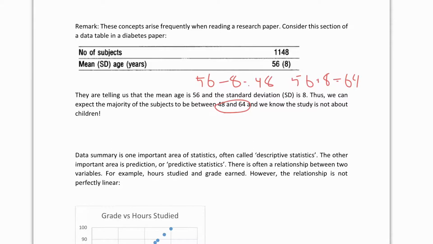They're not going to list all 1,148 ages of the subjects. It just takes up too much information, and frankly, there are some privacy concerns with listing all the ages of the people participating. What they're going to list instead is the average age and the standard deviation of those ages.